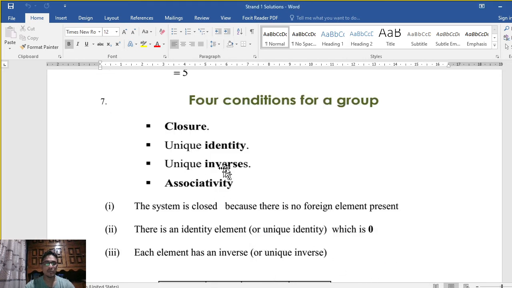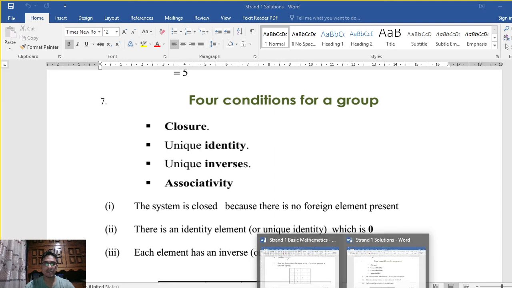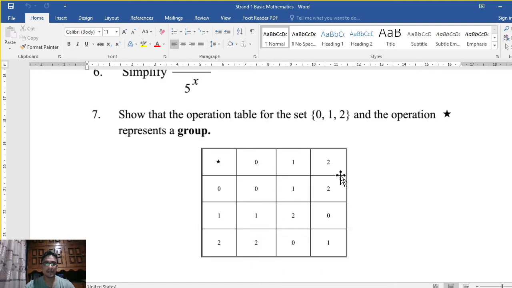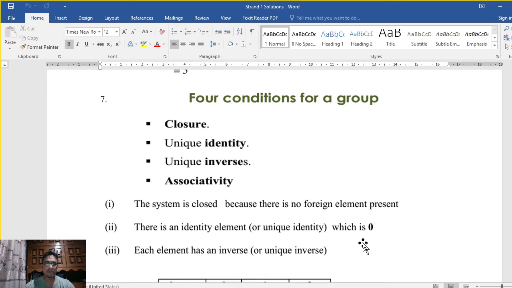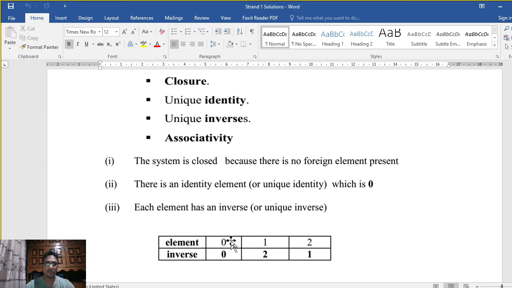Third one, unique inverse. Let's see if all elements have an inverse. Remember, the identity element is 0. So the inverse of 0, go this way, 0, 0, it's 0. Inverse of 1, go up to the identity element 0, it's 2. So the inverse of 1 is 2. Inverse of 2 is 1. We have found the inverse of each element: the inverse of 0 is 0, of 1 is 2, of 2 is 1.